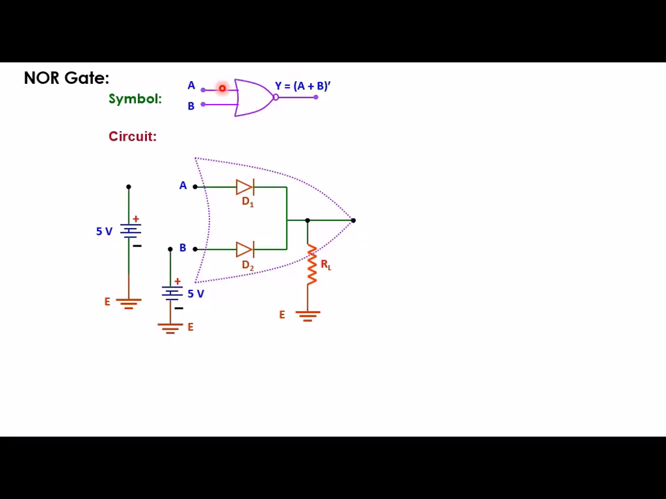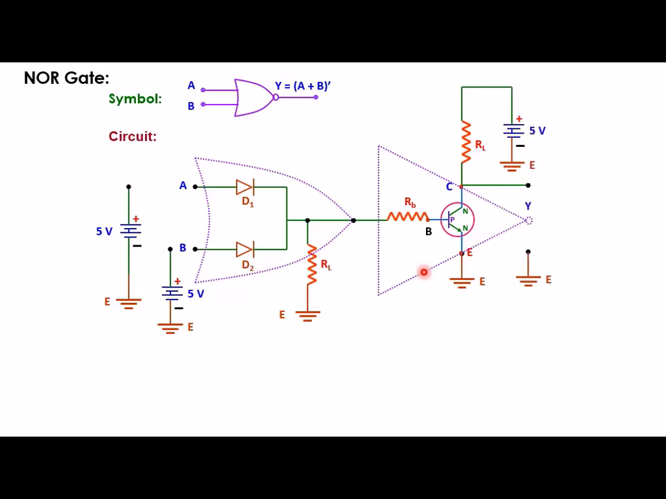Now if you want to see the circuit, as I told, a NOR gate is nothing but a NOT gate followed by an OR gate. So this is the circuit of the OR gate we discussed just now, and if we put a NOT gate in front of it, this is the NOT gate, then the entire circuit will represent a NOR gate, where A and B are inputs and Y is the output.